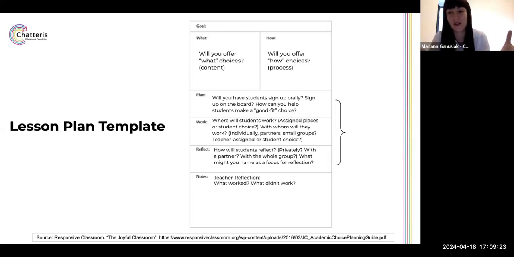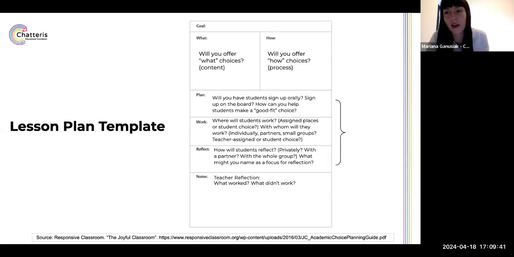What worked and what didn't. Do you want to use this strategy again, or maybe it didn't work for you, which is also completely fine, especially if it's your first time using this academic choice strategy. It's extremely important that you take some time to reflect after the lesson.